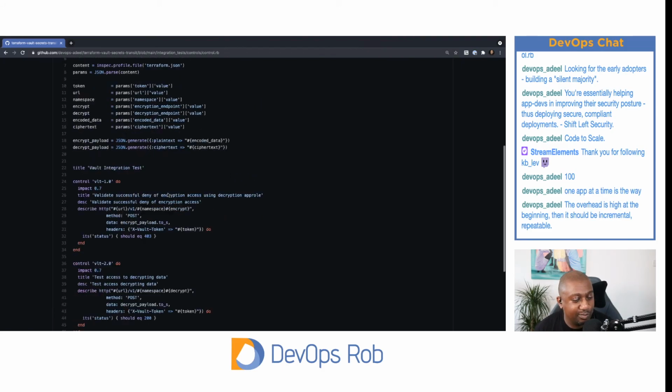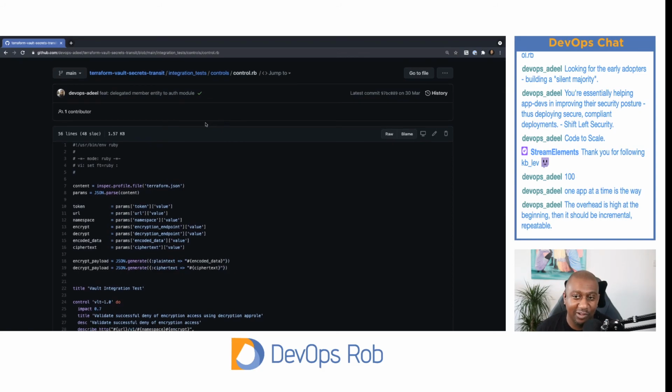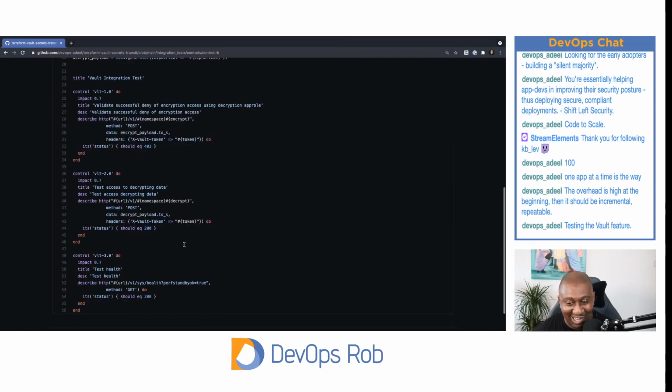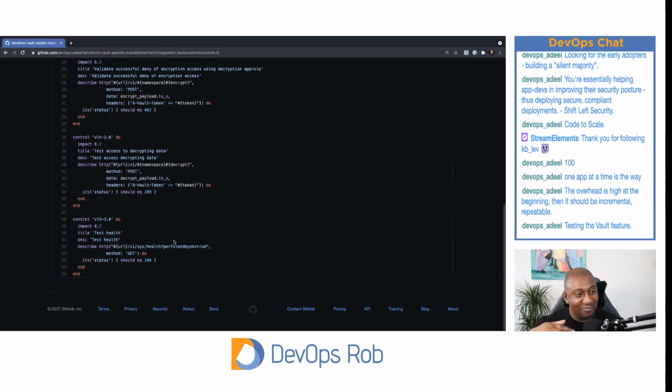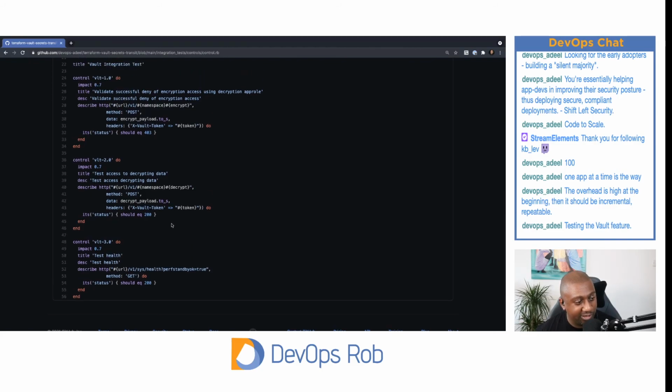Adil, feel free to explain this to us. The link's in the chat anyway, if anyone wants to check this out. So it looks like these are controls, integration test controls. Oh, I think I know this. Is this an Inspect thing? There you go, testing the Vault feature. Thank you, just figured it out. I just looked at the code with no context because we have moved past whatever we were talking about back then. So it looks like this is Chef Inspect that you're using. Let me know in the chat.